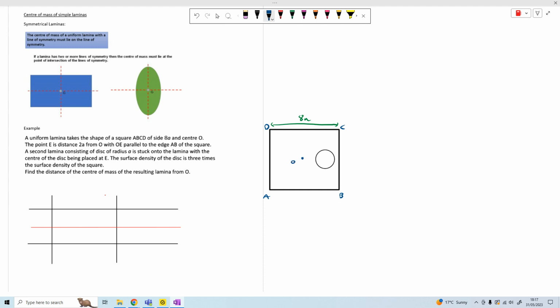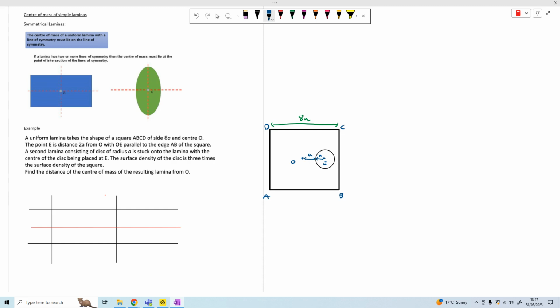Point E is a distance of 2a from O, where OE is parallel to AB. So if OE and AB are parallel, E must be somewhere over here. It doesn't matter which side it's on. A second lamina consists of a disc of radius a stuck onto the lamina, with the center of this being E. So the center of my disc is at point E, and it has a radius of a. It also told me the distance O to E was 2a, so this distance here must also be a.